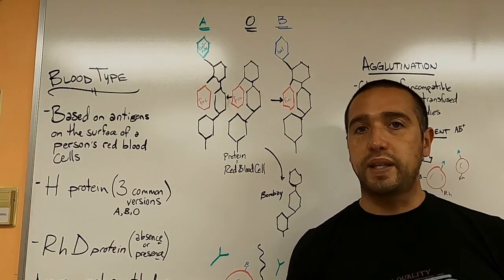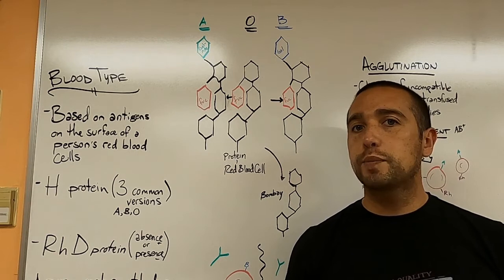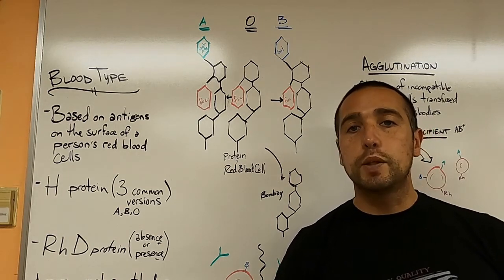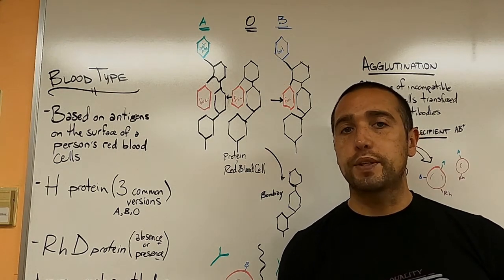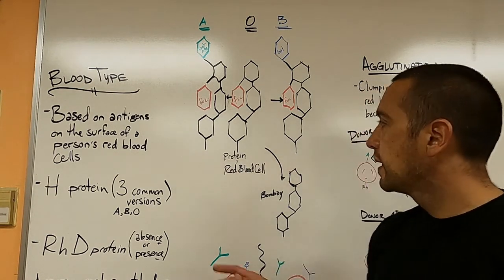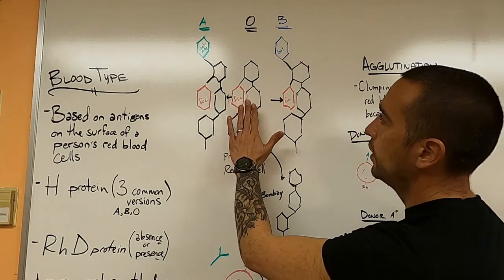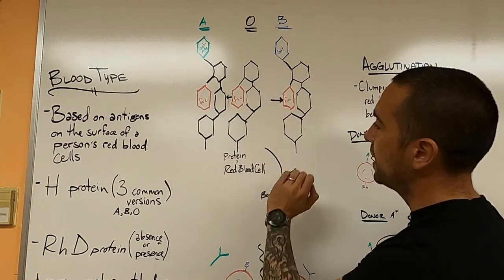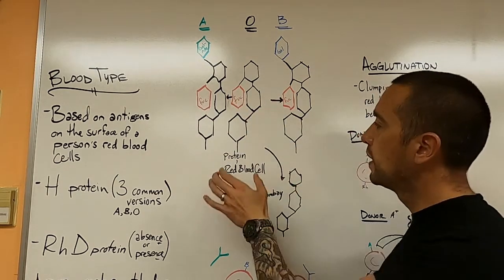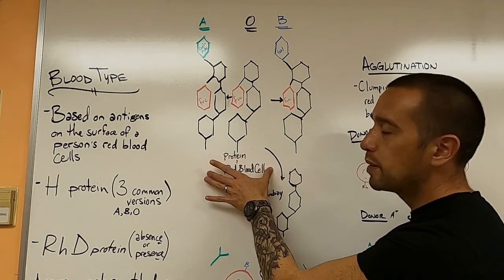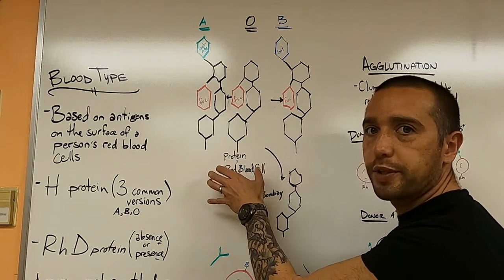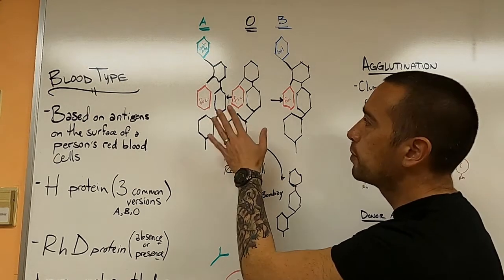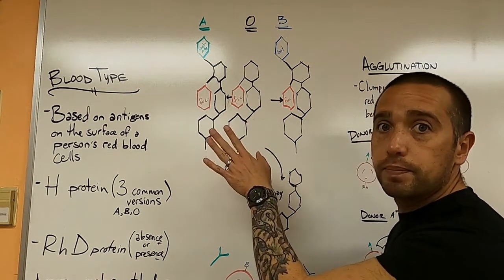Now, when we talk about these antigens, we talk about them as proteins, but really they're something similar called a glycoprotein, a protein with sugar molecules attached to it. And so this is the difference between the O, A, and B antigens. You would have the protein portion here and the red blood cell here. So this is not to scale, of course. The red blood cell is much larger, the protein portion large, and the sugar molecules are relatively small.